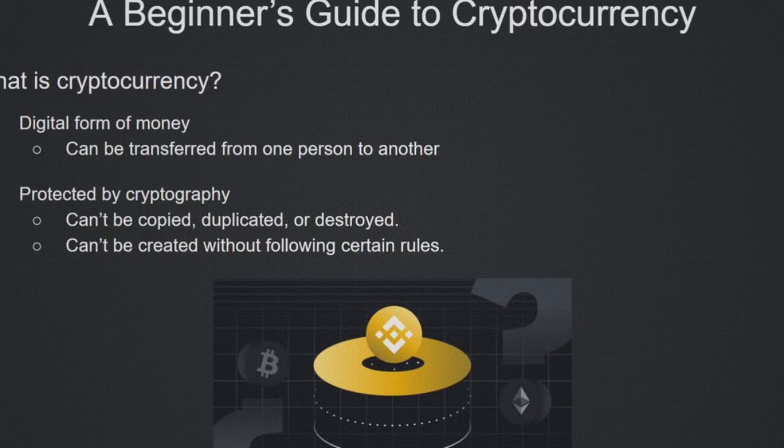So cryptography is one of the things that allow us to use cryptocurrencies as a digital form of money, mainly because they can't be copied, destroyed, or created out of thin air. Cryptocurrencies cannot be created without following certain rules. So a digital file that can't be copied, destroyed, or created out of nothing can certainly be used as digital money. That's the idea of cryptocurrencies.